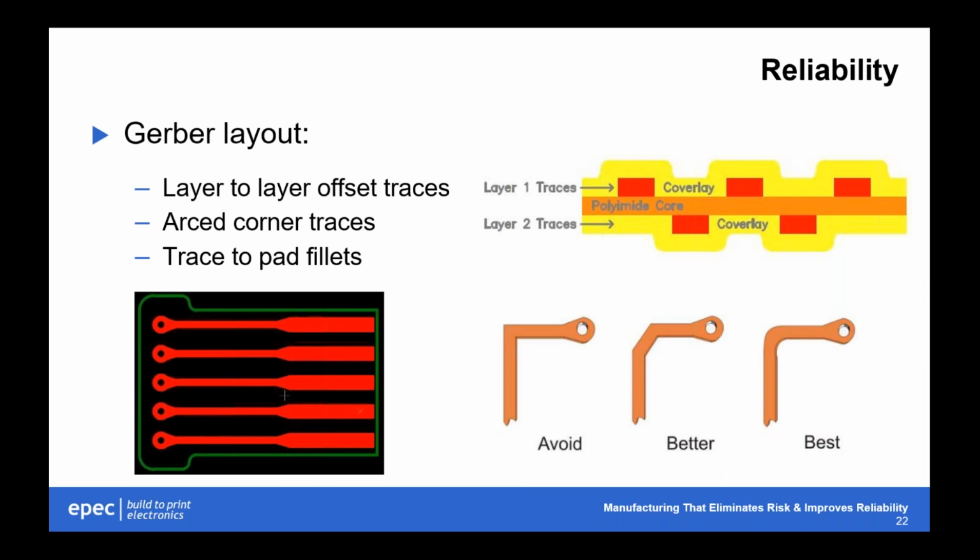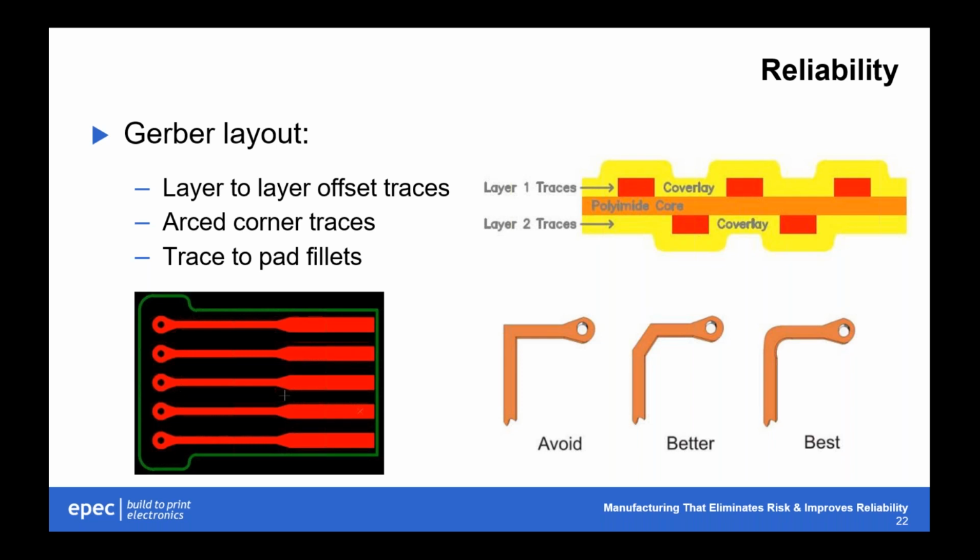Gerber layout can have an impact on the reliability. A few elements that we encounter on a regular basis. First being offsetting traces from layer to layer within a construction. A detail that typically pertains to designs that have extremely tight bend radiuses. But again, that is part of our review. Once we understand what the customer's bend radiuses are, we'll then take a look at the Gerber layout to see if the opportunity of offsetting the traces is present, and then recommend that it be applied.